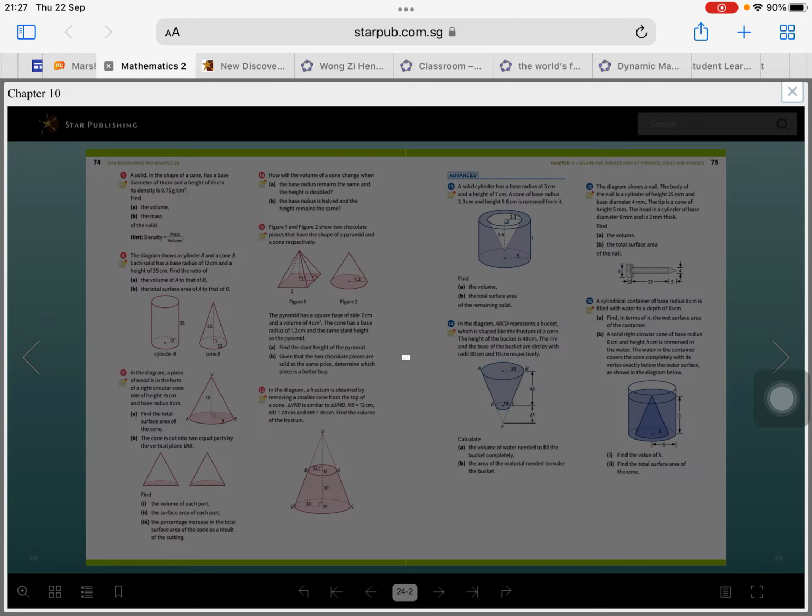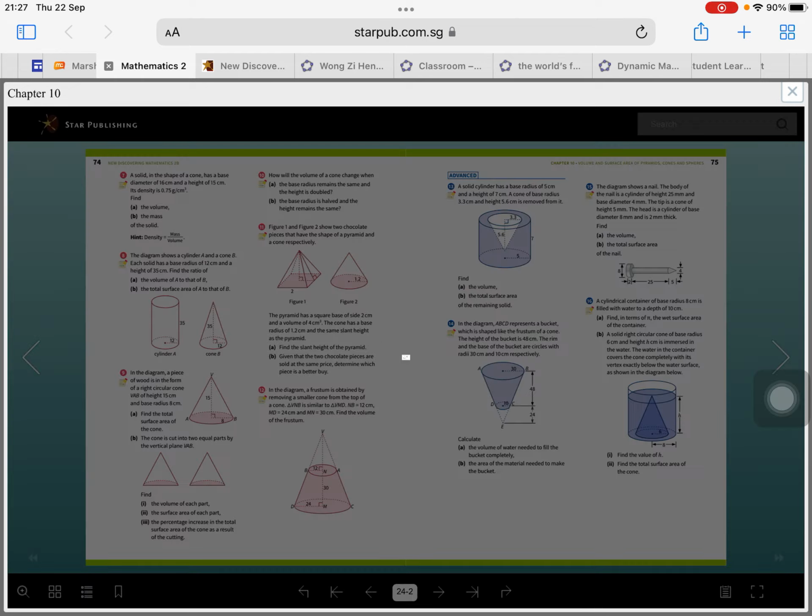Okay, let's move on to the next question. Question 15. Over here it shows a nail. The body of the nail is a cylinder of height 25 mm and base diameter 4 mm. The tip is a cone of height 5 mm. The head is a cylinder with a base diameter of 8 mm and is 2 mm thick. It asks you to find the volume.